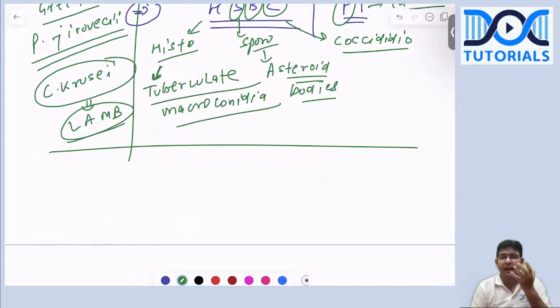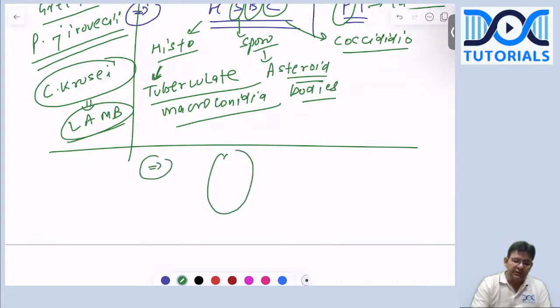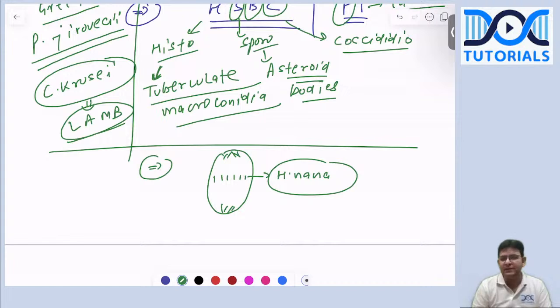In the last 5 minutes, let's talk about some important eggs. This is the egg which has polar filaments like this. This is the egg of what, guys? H. nana, Hymenolepis nana, having the polar filaments. It's a non-bile-stained egg. Drug of choice, praziquantel.